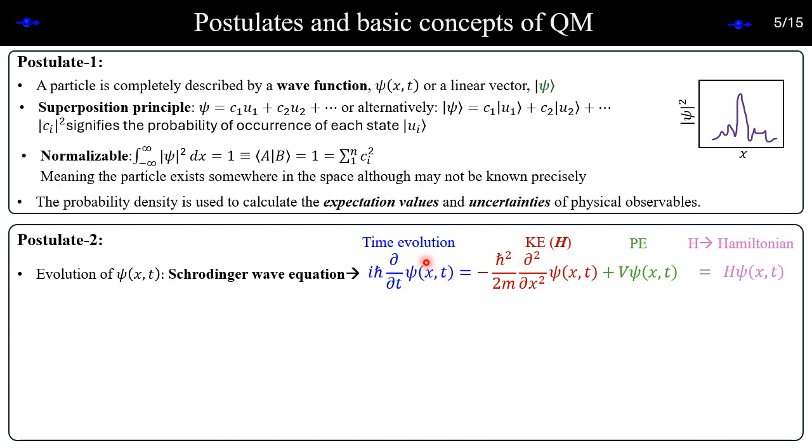One is the time evolution. The left hand side is time dependent. And the right hand side is mostly space dependent. Here, this is the derivative with respect to space. This is x and t. Here, it is a potential. So this part is related to the energy.